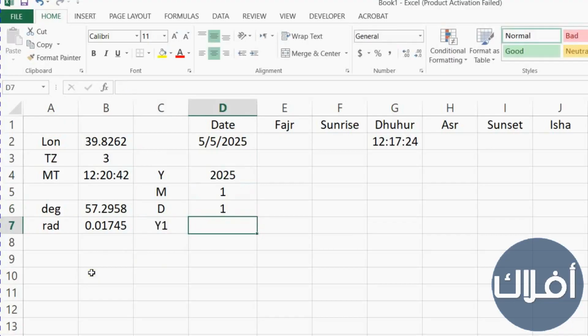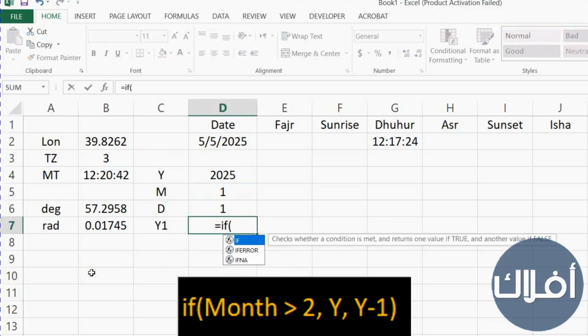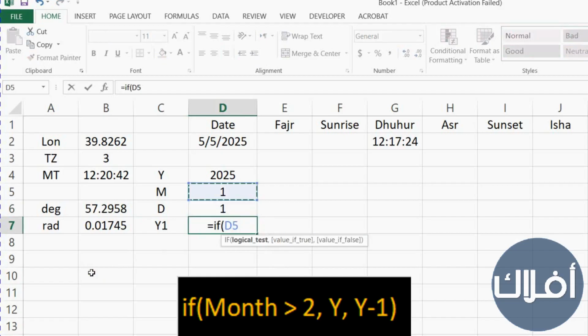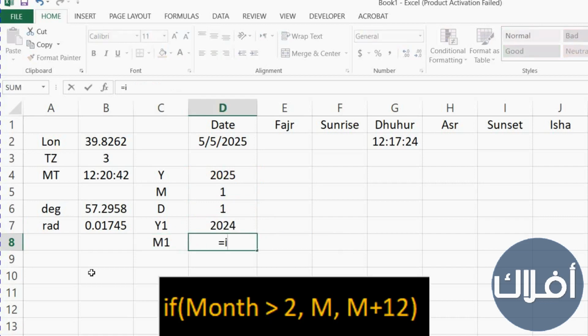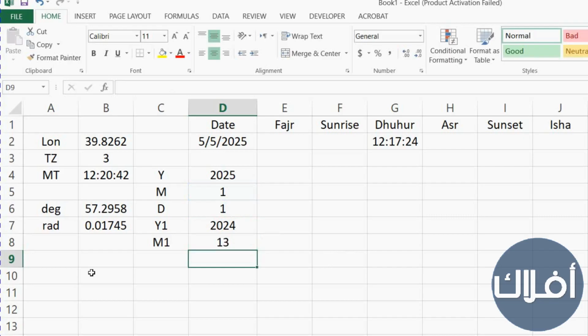First we need to modify the year. If the month is greater than 2, so 3 and above, we'll use the year as it is. Otherwise, if it's 1 or 2, we'll subtract 1 from the year. We also need to modify the month. If the month is greater than 2, we'll use the month as it is. If it's 1 or 2, we need to add 12 to the month. So the first month of 2025 is like the 13th month of 2024. It's like the month goes from 3rd to 14th.